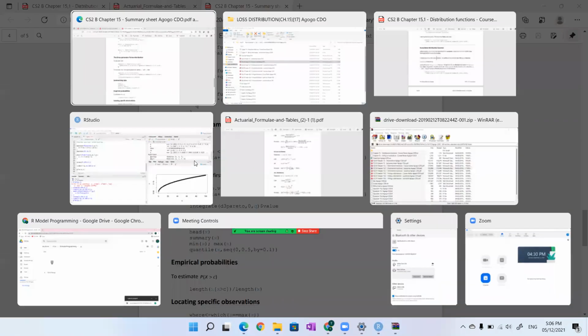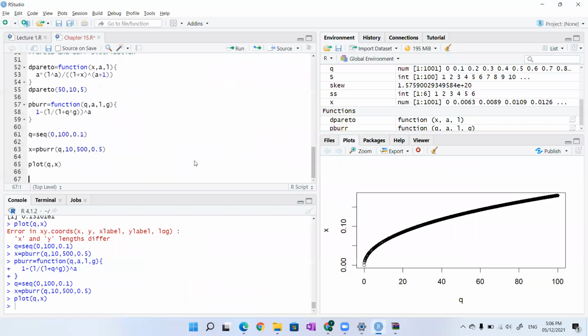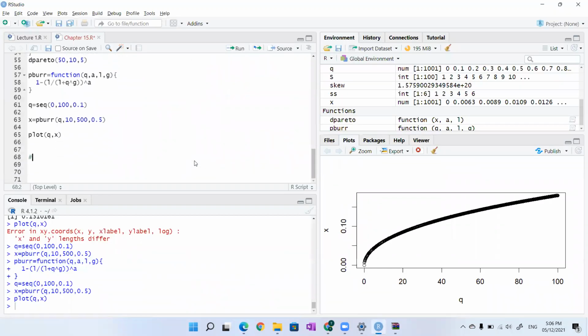basically PDF. How do we go from PDF to CDF? I'll just teach you that. So first, let me write the function of the 3-parameter Pareto distribution.